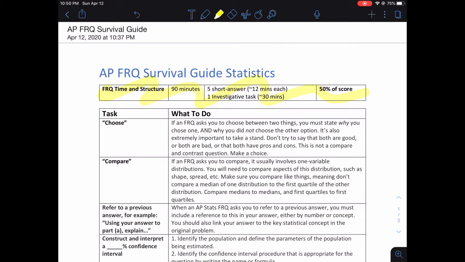Compare, remember we've talked about this before, means you need to actually use compare words. Especially if you're comparing distributions, you need to compare their SOCS. So compare medians to medians, quartiles to quartiles, ranges to ranges, shapes to shapes. Like actually compare. Use comparison words like larger, smaller, higher, lower, etc.